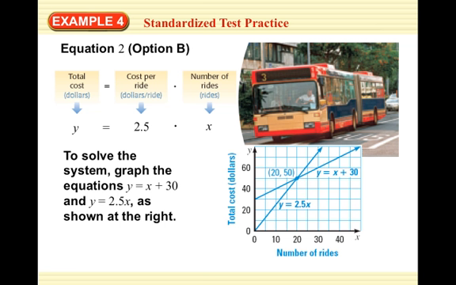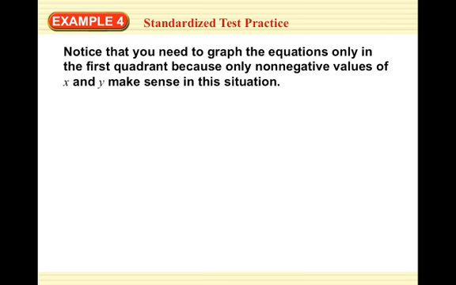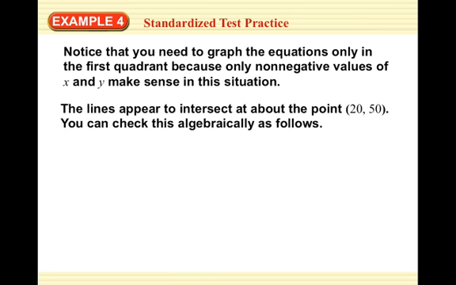For y equals 2.5 times x, you plug in 20 for x, and you get 2.5 times 20, and that is 50. So you end up with a true statement there. So (20, 50) is the point of intersection, so 20 would be the number of rides. So notice that you need to graph the equations only in the first quadrant because only non-negative values of x and y make sense in this situation. You're not going to write a negative number of bus rides. Nobody's giving you any money back. You're paying money to ride.